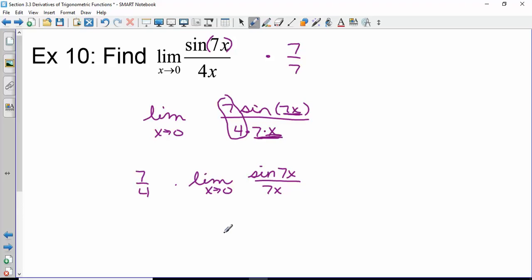So now, this part all turns into 1, so you have 7/4 times 1, which is 7/4. So on these problems, to simplify these limits, we may have to multiply by something on top and bottom. Coefficients we can pull out, we have to leave it in the form sine of something over that something. Then that limit can turn into 1. Is everybody okay with that one?